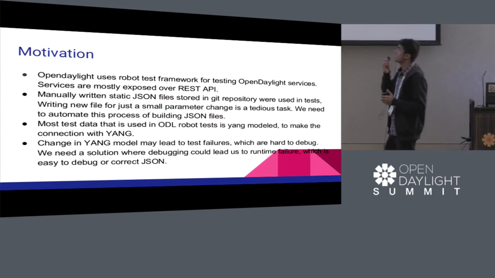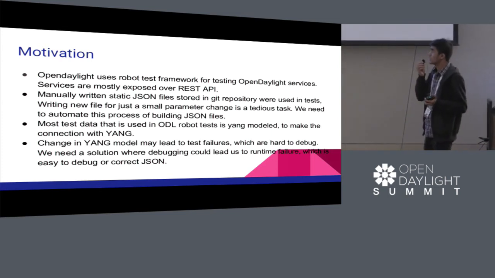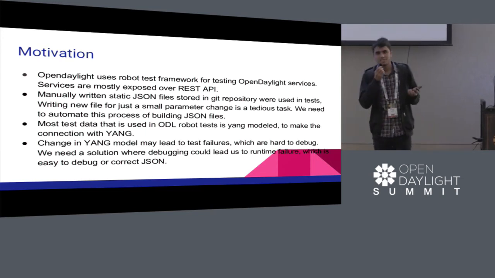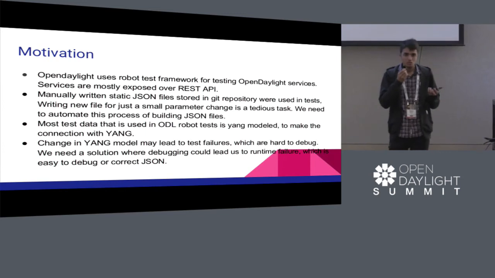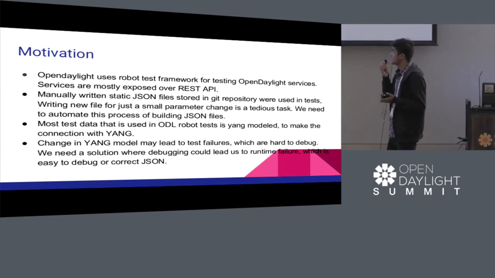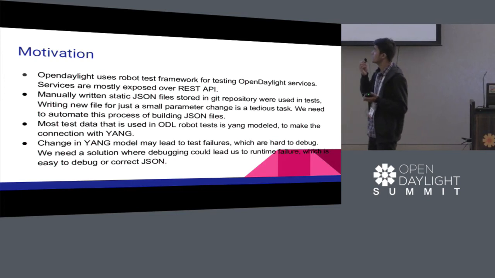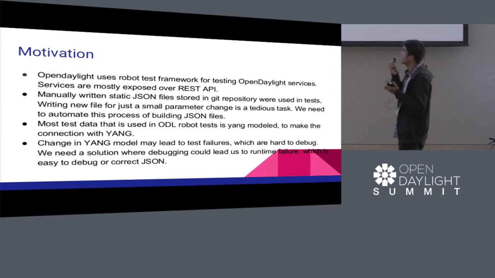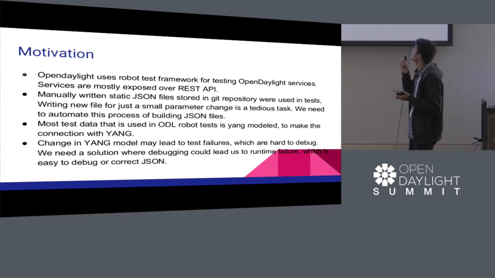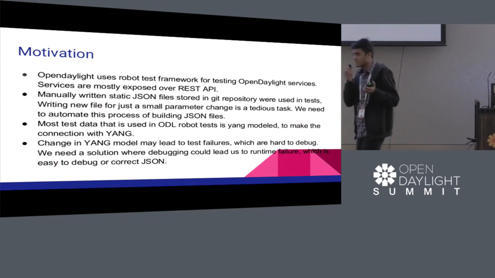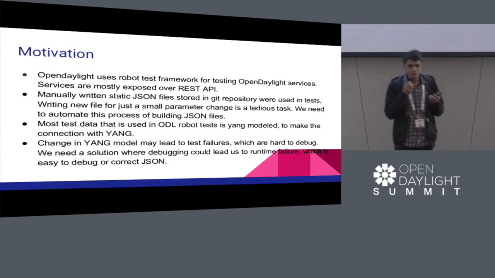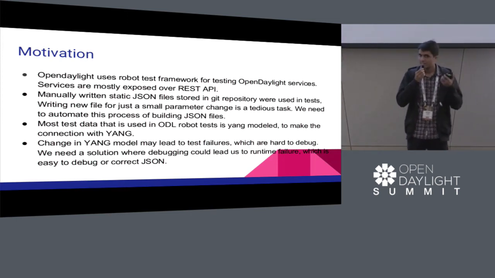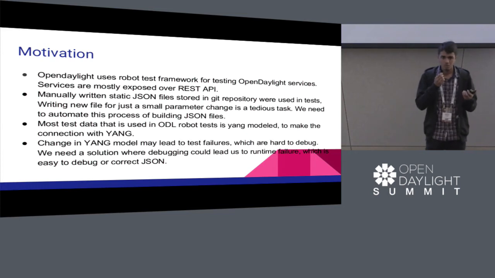The motivation behind my project is, as we all know, that OpenDaylight uses the robot test framework for testing. There are various OpenDaylight services running, and for testing them we use robot framework. Robot framework uses Yang models and manually written static JSON files stored in a Git repository. Let's say I have a REST API. In the test, we need to check whether it is working fine, so we pass some parameters and get a response. That response is in the form of JSON.